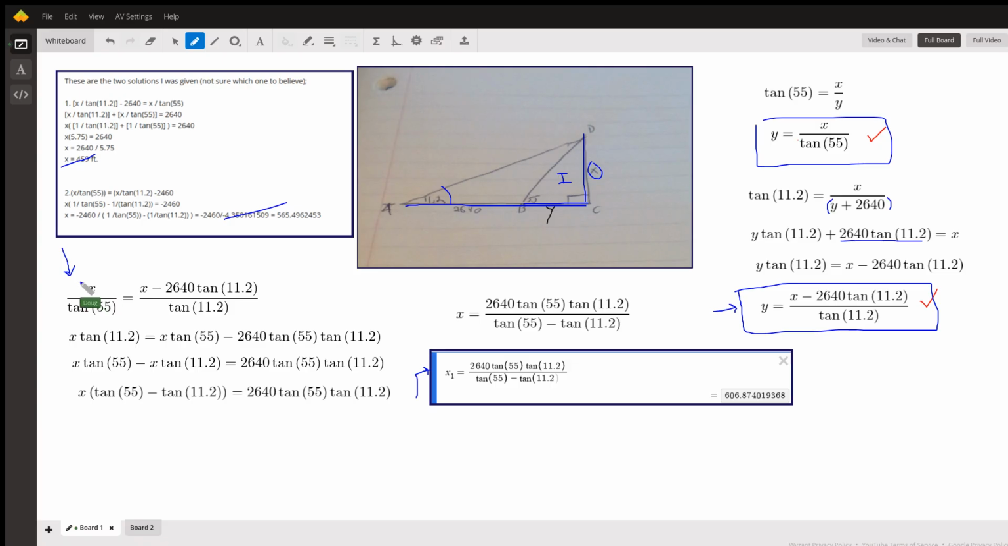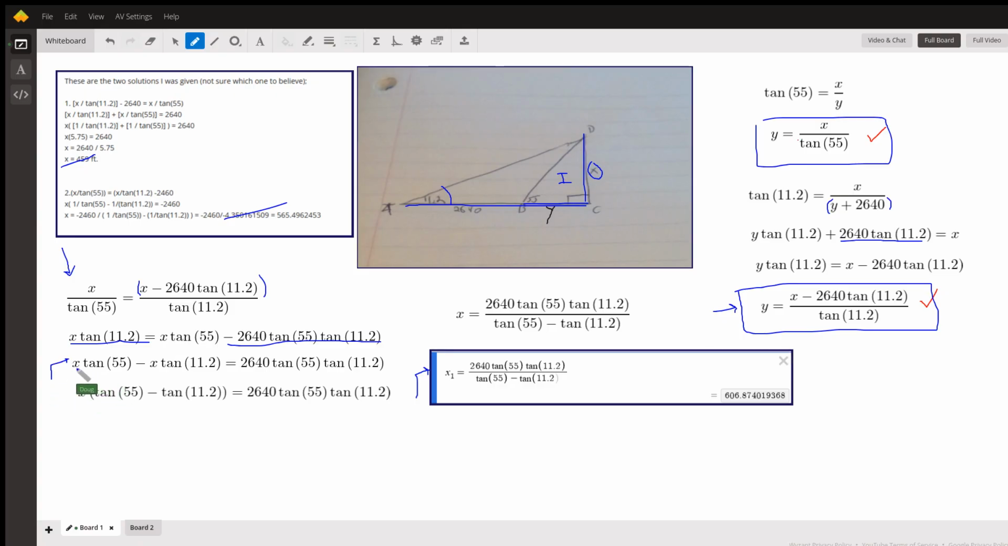You could picture cross multiplying, distributing the tangent of 55 times both terms of this numerator. And we want to get the terms containing x on one side of the equal sign. So I picture taking this term to the left of the equal sign and the x tangent of 11.2 to the right side, and then using the symmetric property of equality to write it this way.